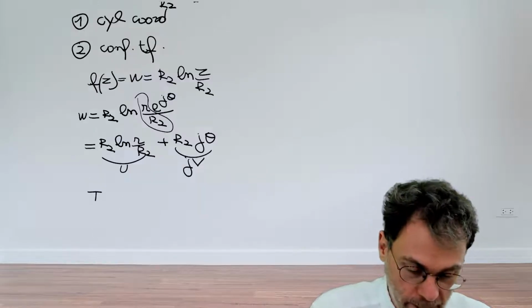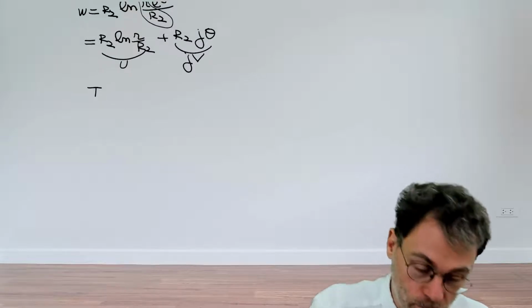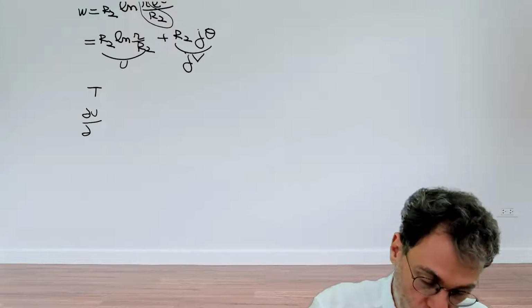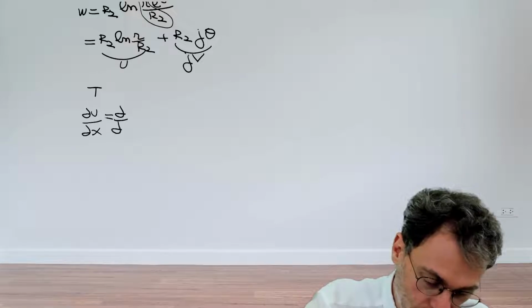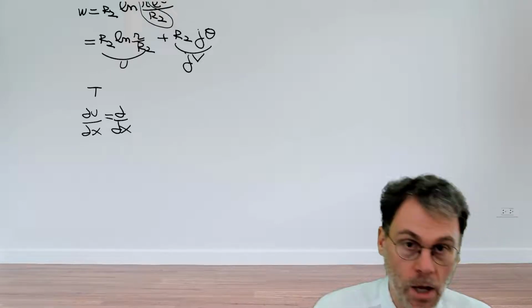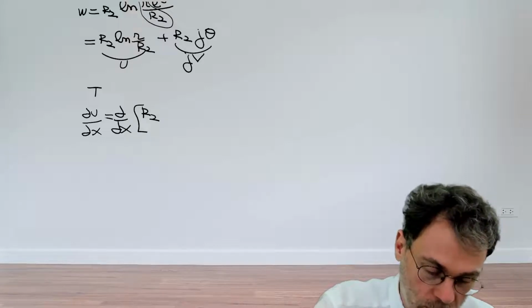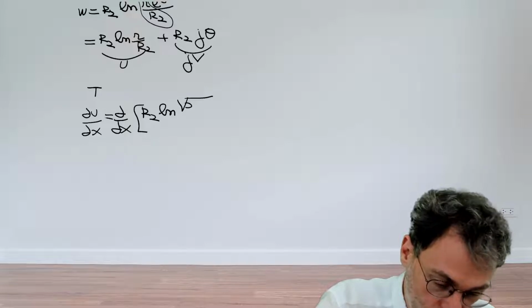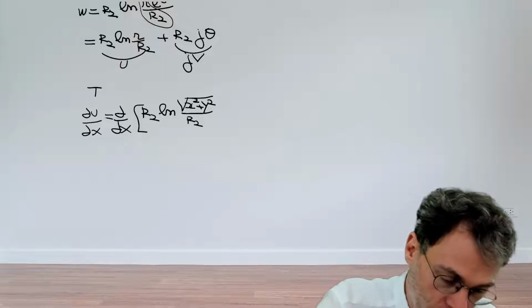So for the calculation of the transformation factor t, we need two ingredients. The first one is the partial derivative of u with respect to x. So this is going to be d/dx, and then we take a look at u. So u, that's r2, the outer radius, times the logarithm of r. But since we need to take the derivative with respect to x, let's write down r as follows, and then we divide by r2.